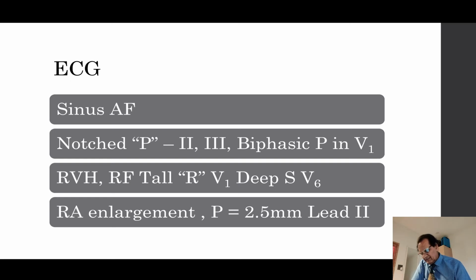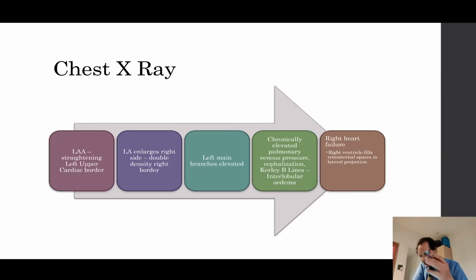What will you find in ECG? Maybe sinus rhythm. Atrial fibrillation, very common. Notched P because of the left atrial enlargement in leads 2 and 3, and maybe biphasic in V1, with the second phase of the P wave more prominent because of the left atrial enlargement. There may be right ventricular hypertrophy, with tall R waves and deep S waves in V1 and V6. All the features of right ventricular hypertrophy. RA enlargement: P wave broad and seen in lead 2, V1 also, as I told you.